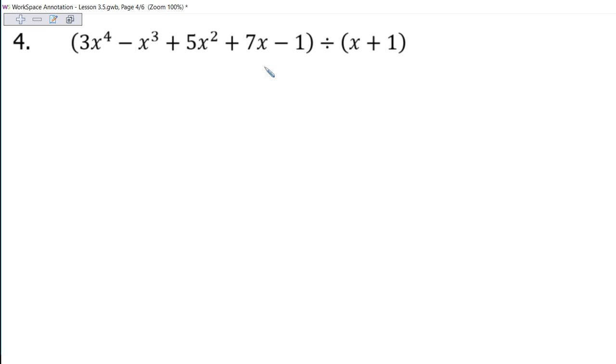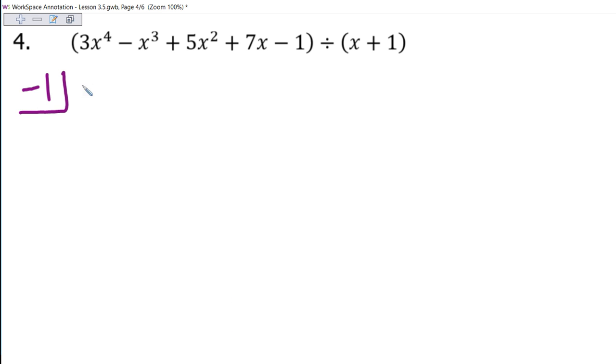Okay, let's check problem number 4. The first thing you need to do is change the constant in the binomial. So in the binomial, we have x plus 1. The positive 1, we need to change that to a negative 1, and put half of a box around it, just to make sure it doesn't get confused with our coefficients.